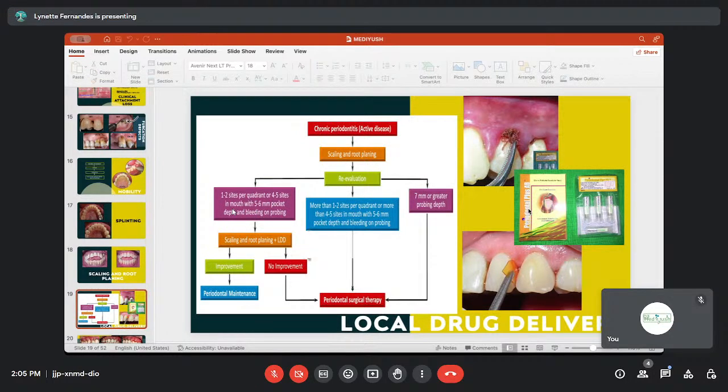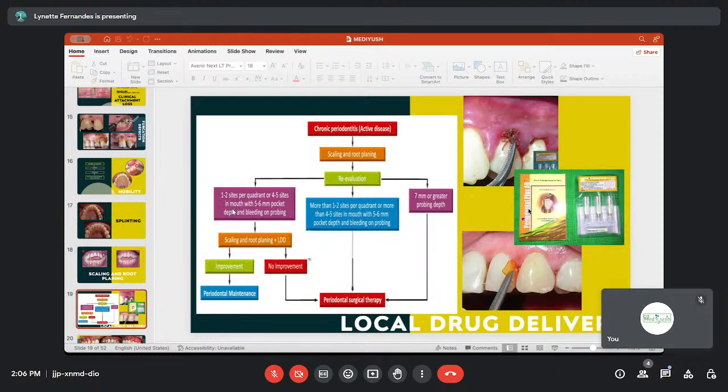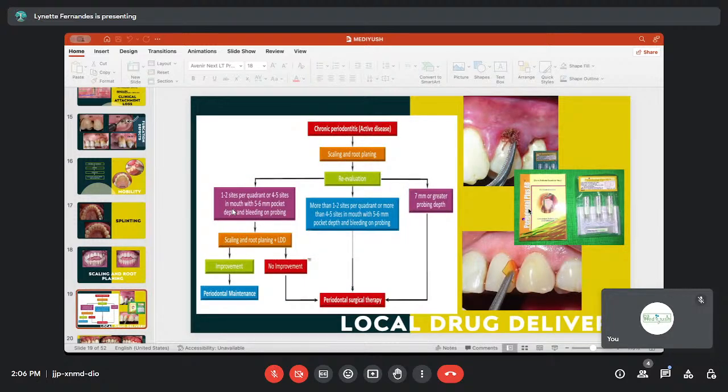Now, this is something which is known as local drug delivery. We've done our scaling and root planing. You see that there were pockets. You measured the pockets with the help of a periodontal probe. You saw that there were many pockets present. But when we do our scaling and root planing, there are 90% chances your pockets disappear if they are shallow pockets. So when these pockets disappear, you will do a re-evaluation.